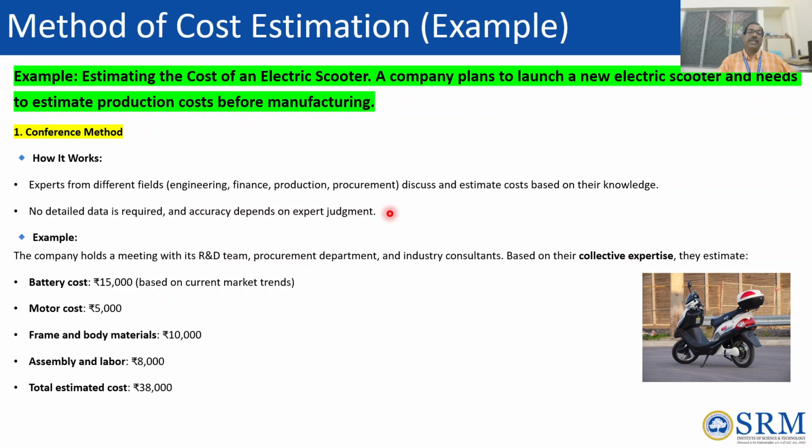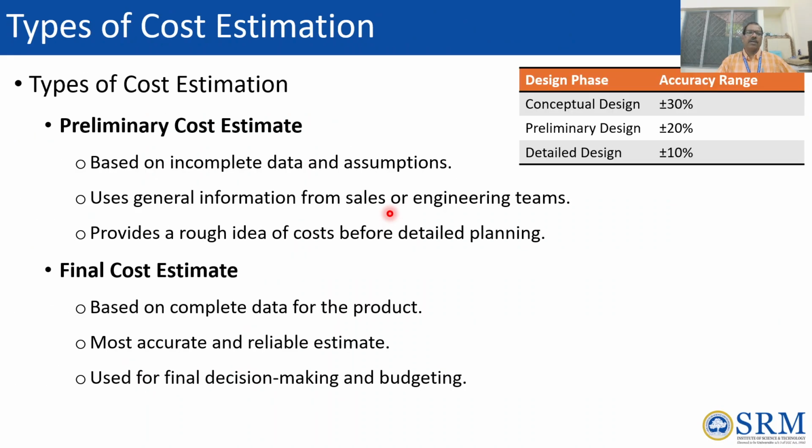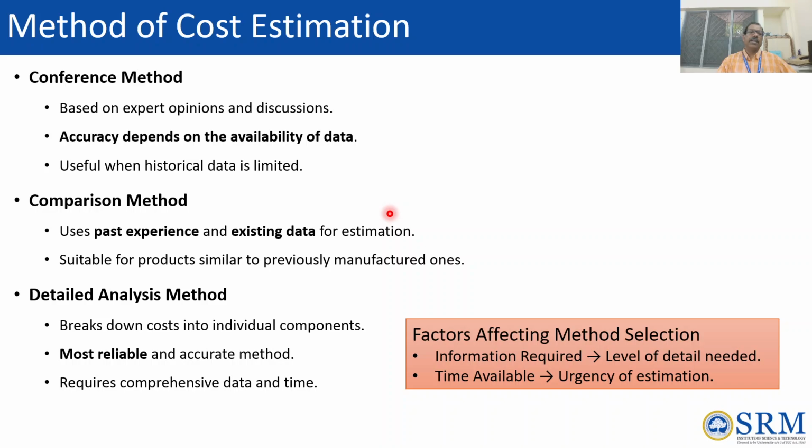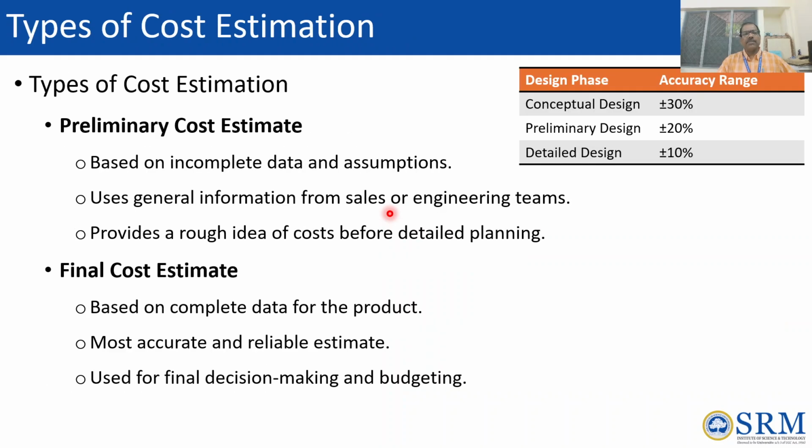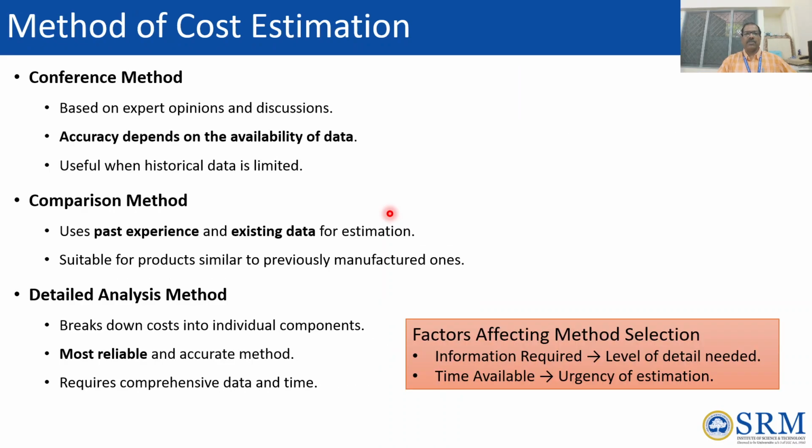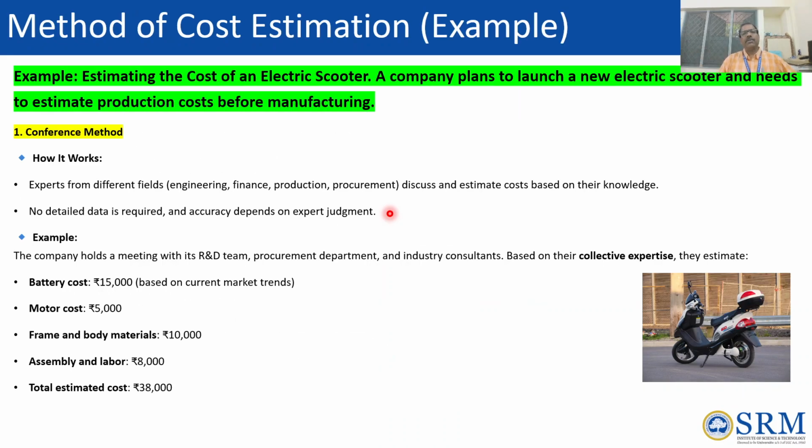So now I'm going to explain the methods of cost estimation with an example. We saw types of cost estimation and methods of cost estimation. Even the types are almost the same as the methods. You can group them: the conference method and comparison method may come under preliminary cost estimation, but the detailed analysis method goes under the final cost estimate. Okay, so with an example, I want to discuss the methods of cost estimation.